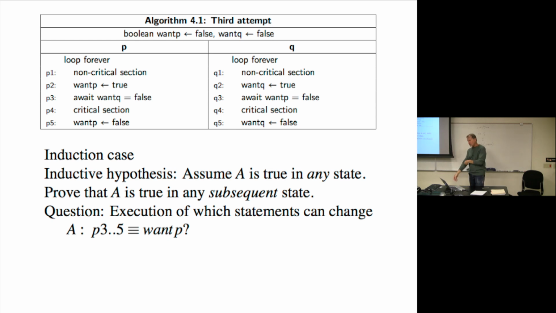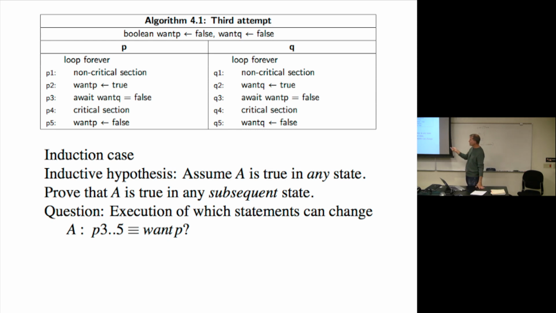All right. So the question is this. Execution of which statements can change A? Execution of which statements can change P3.5 equivalent to want P? Now, can you inspect the code and tell me which one of these statements? We're looking at the P side here, P3.5 and want P. Which one of these statements can change this expression, P3.5 equivalent to want P?